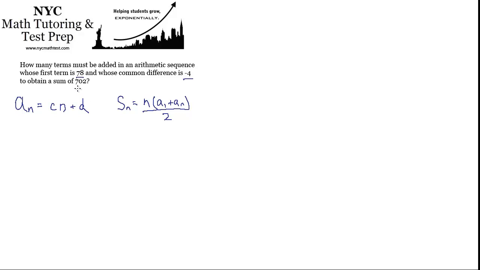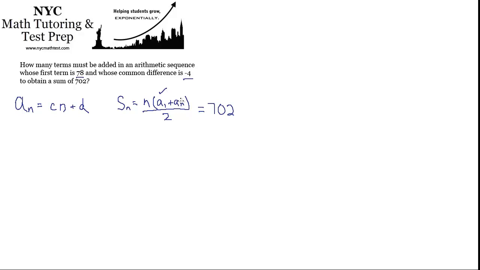So we want to know how many terms of this sequence we need in order for the sum to be 702. So basically, we want this formula to equal 702, and we want to know how many terms it takes to do that. So basically, we want to solve for n. So if we're going to solve for n, we need to know a1 and an. Well, we already know a1, right? a1 is 78. So how can we use that? We can plug that directly in here.